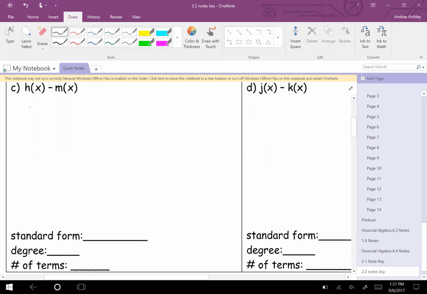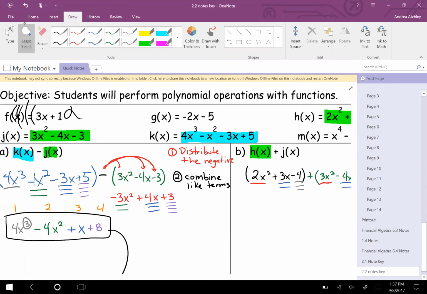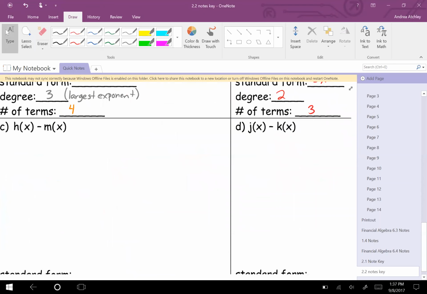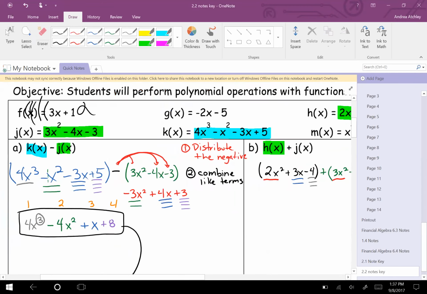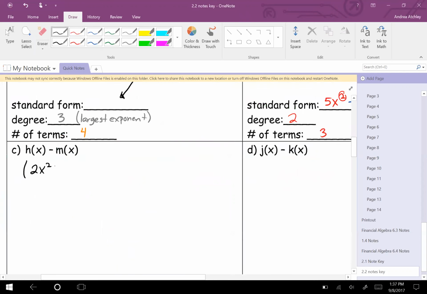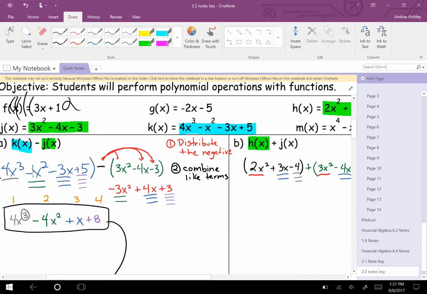So our h of x should have been 2x squared plus 3x minus 4, minus the m of x, which was x to the 4th minus x squared plus 6.